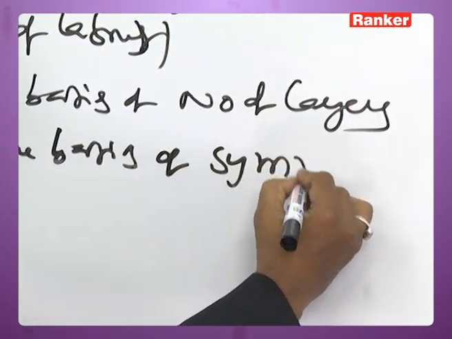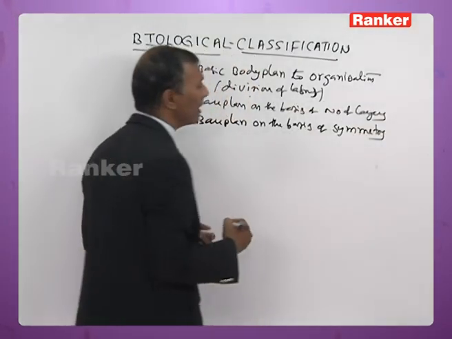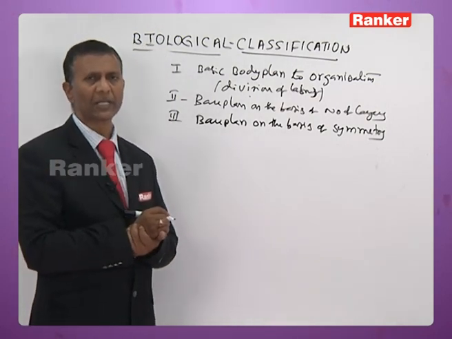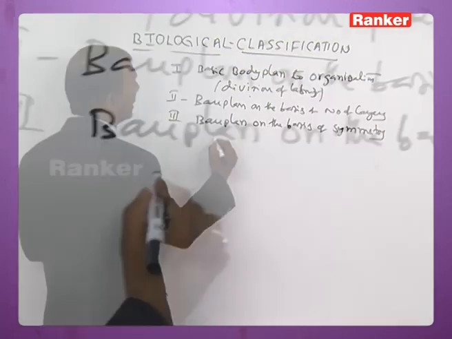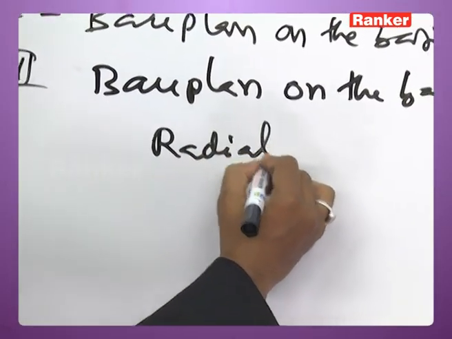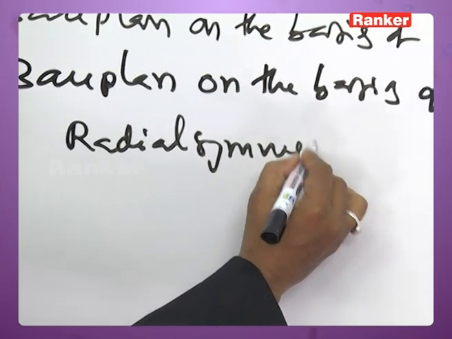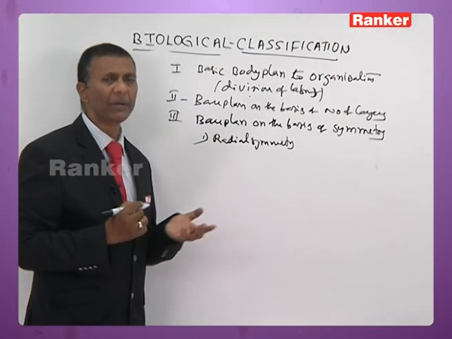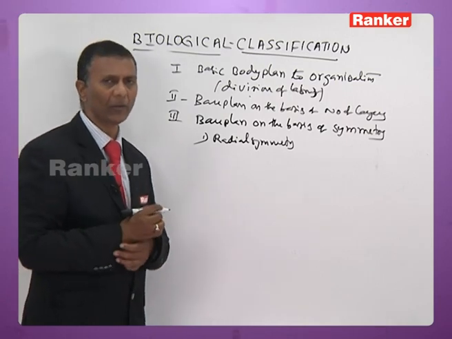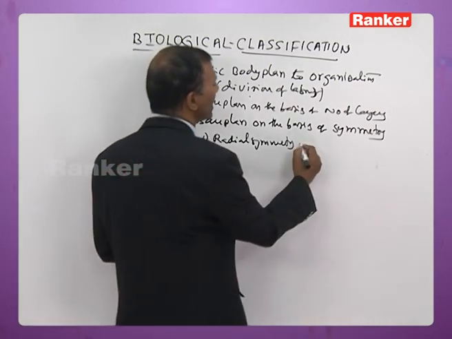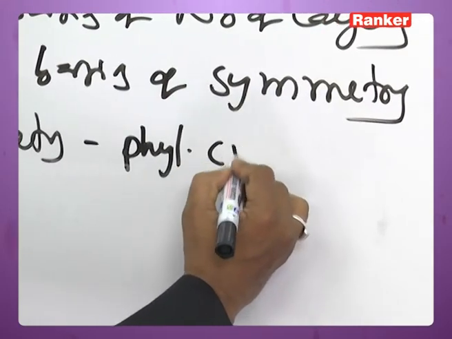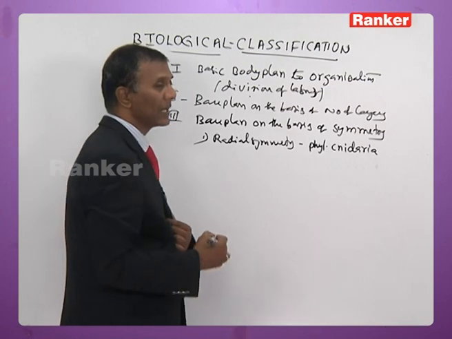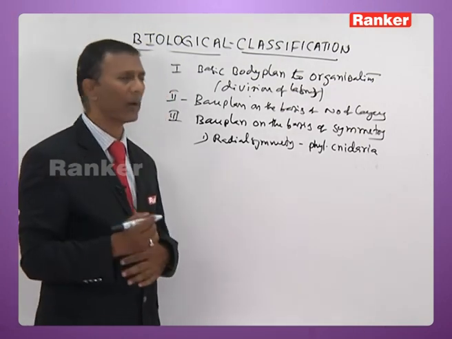On the basis of symmetry, basically you come across two basic types of symmetries. One is radial symmetry. The animals which exhibit radial symmetry are also called radiates. Radial symmetry is noticed in phylum Cnidaria, that is Scyphozoa, Anthozoa, Hydrozoa and all.